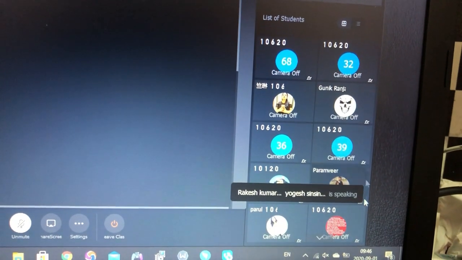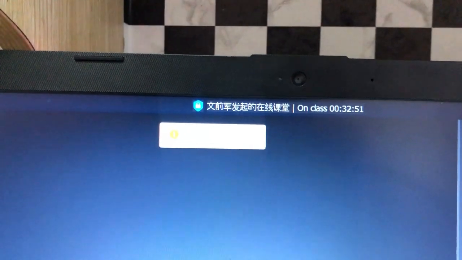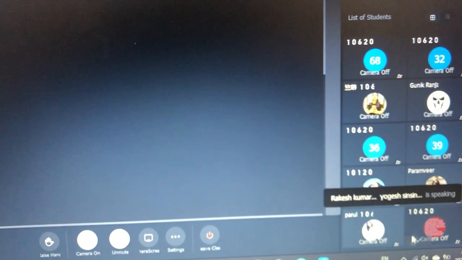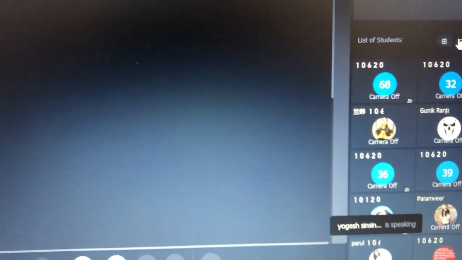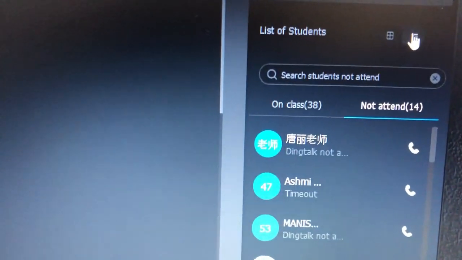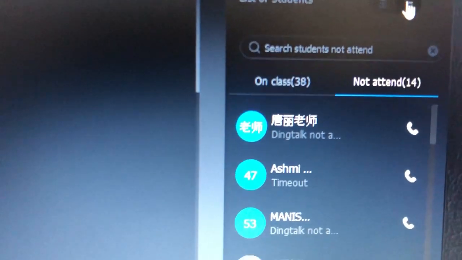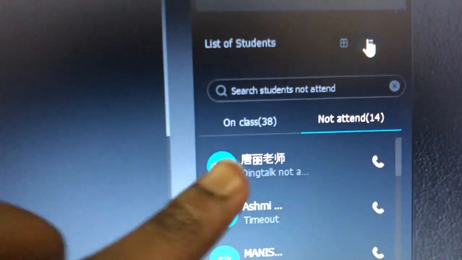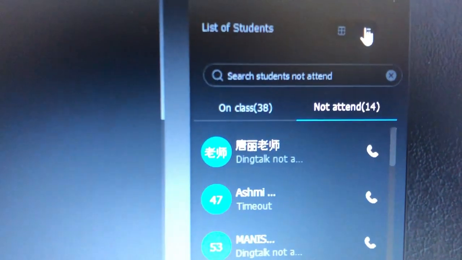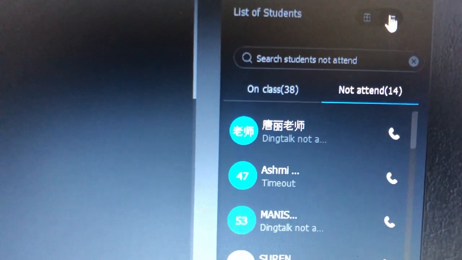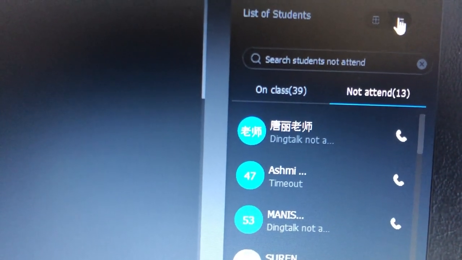Yeah, those are the people talking, and they notify you anytime somebody enters the class. And we are like 40. This is the list of students in my class. We are 49. There are teachers also on the group, and 38 people are in the class, and 40 people are not attending. Maybe they are not with their phones, or maybe they are still sleeping.